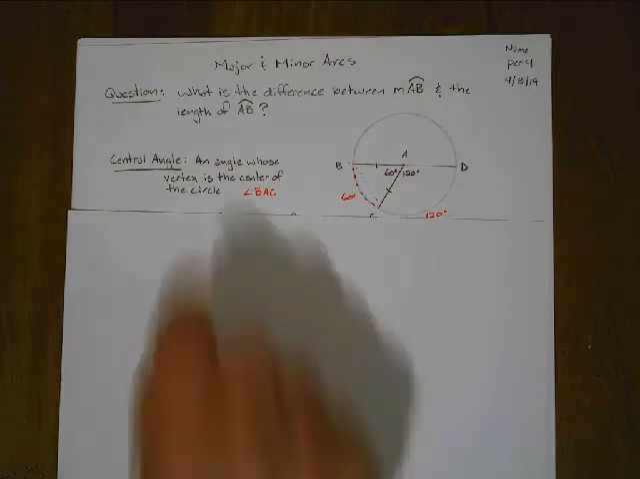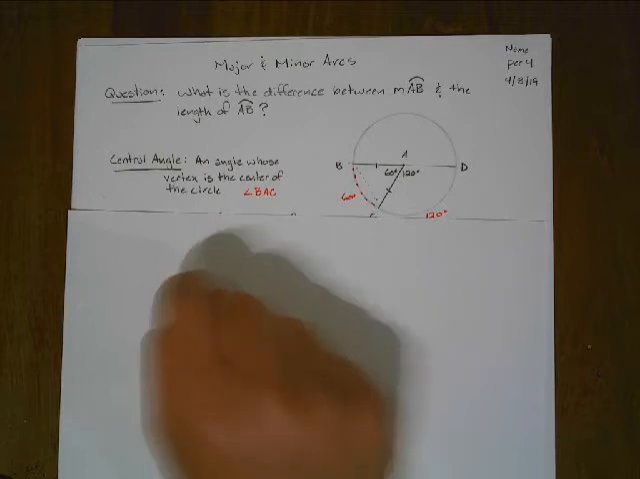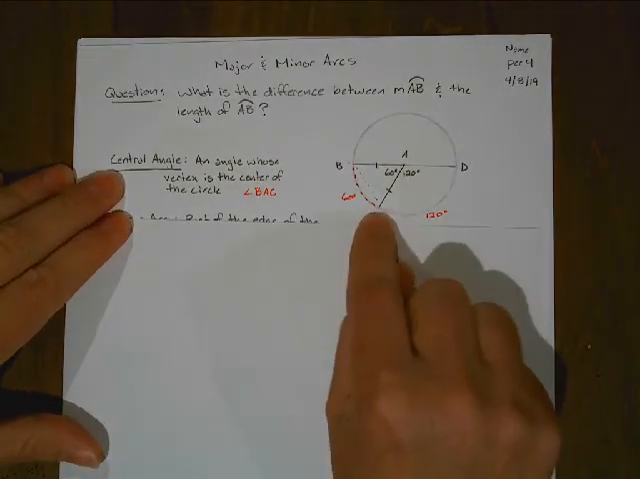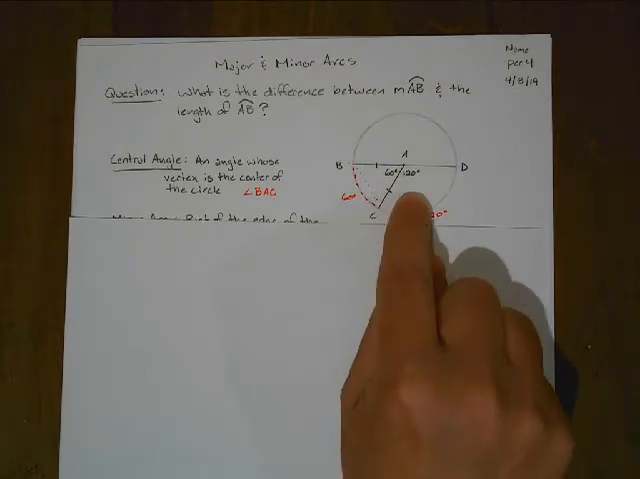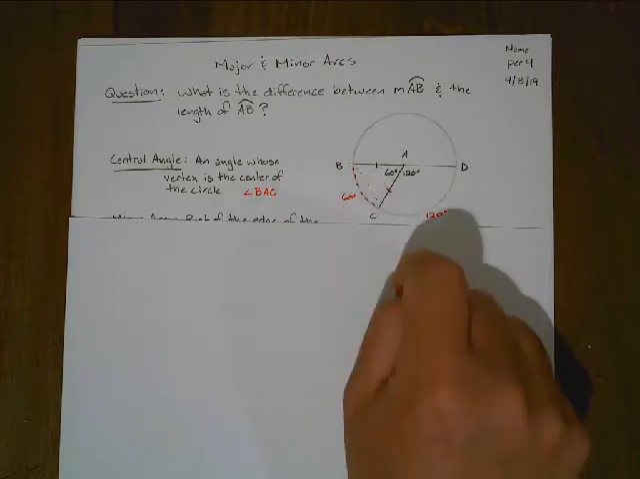All right, so a central angle is an angle whose vertex is the center of the circle. So BAC, we would say that that is a central angle of 60 degrees. I did tick marks here and here because those are both the radiuses, and all the radiuses are supposed to be the same.